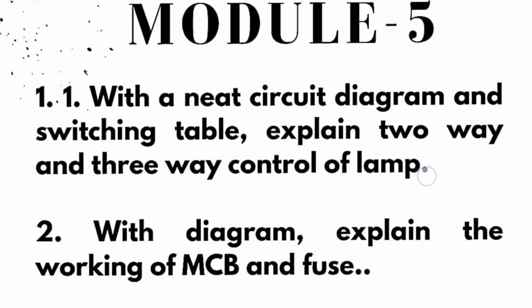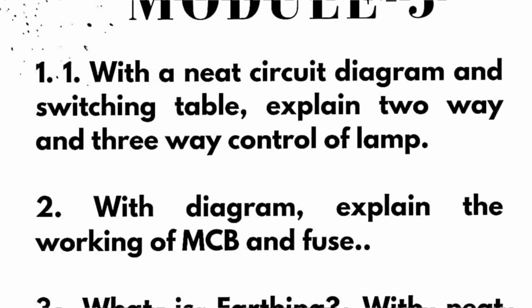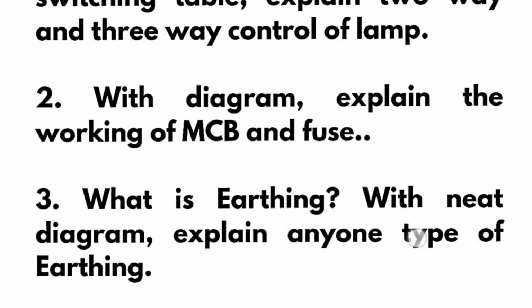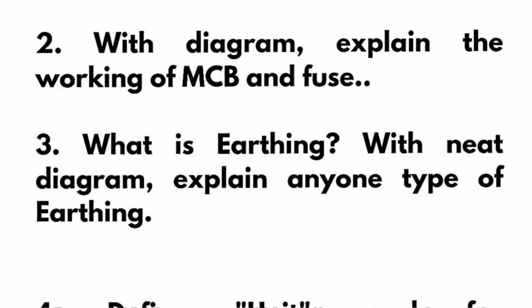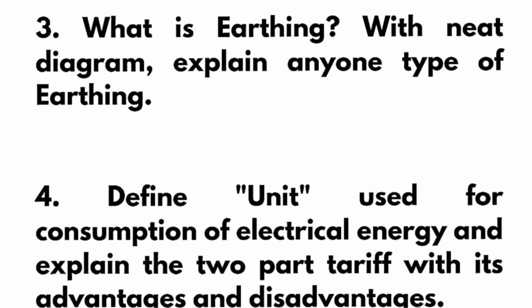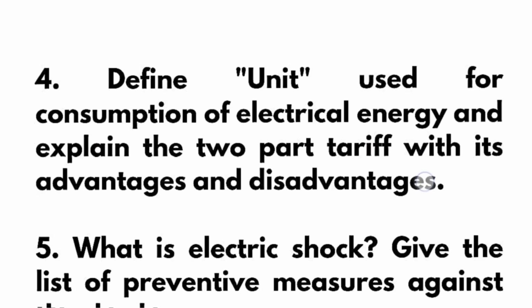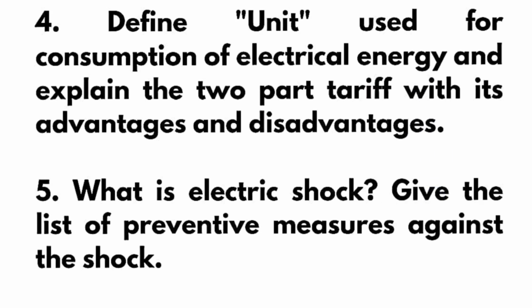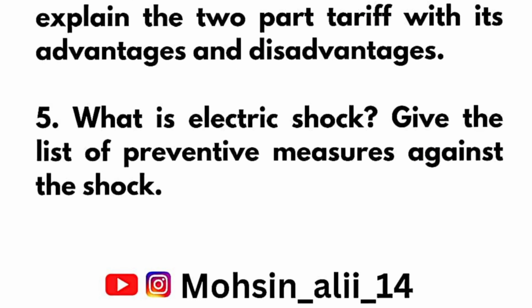Next is module 5: with a neat circuit diagram and switching table, explain two-way and three-way control of lamp. With diagram, explain the working of MCB and fuse. What is earthing, and with a neat diagram explain any one type of earthing. Okay, next: define the unit used for consumption of electrical energy and explain the two-part tariff with its advantages and disadvantages. Next, last question we have: what is electric shock? Give the list of preventive measures against shock. So these are all important questions which should be your utmost priority.